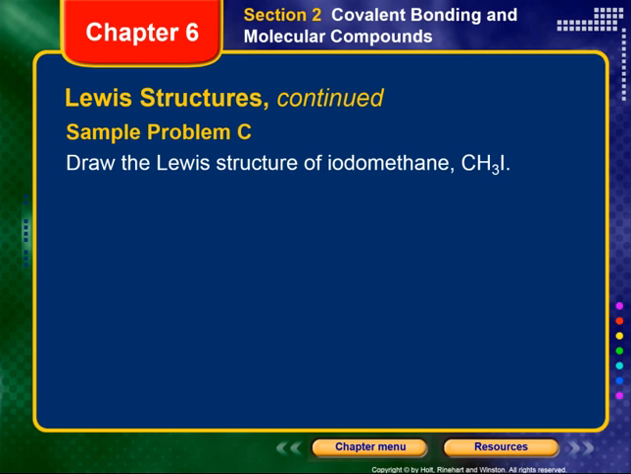So I'd like you to press pause and attempt this sample problem. Draw the Lewis structure for iodomethane. That's CH3I. Please press pause now.